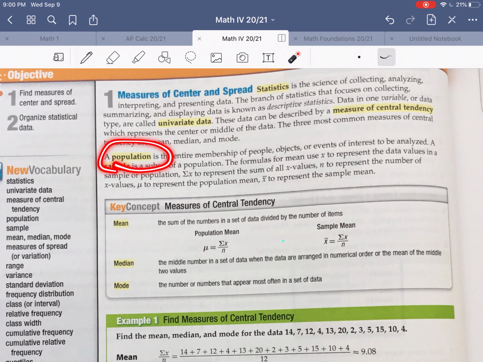So the first one is the population. You can find a population mean or a sample mean. The population is just everybody. The sample mean is just your small group of people that you might be looking at, or the small set of numbers that you're looking at from the greater population. So that's really all that is.